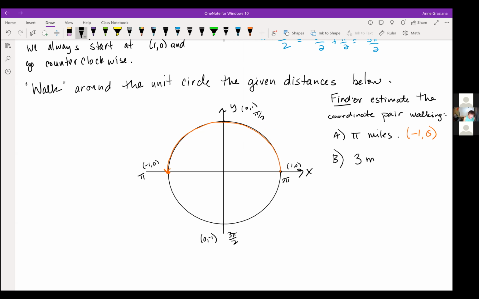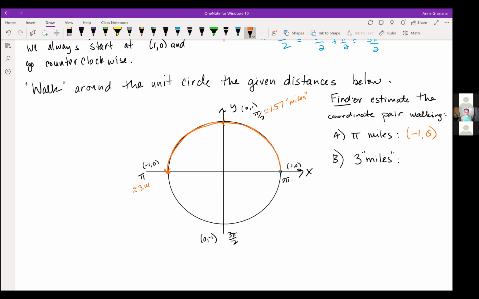Now, let's do one that's maybe not so exact. Let's go 3 miles. Again, miles, because we're kind of thinking about it like a track. Again, you always start at that point 1, 0, and I'm going to walk all the way to 3 miles. Now, here's where your estimates are really important. Okay, so let me pause here. If I walk from here to here, this is about 1.57 miles. Everybody see that? Now, if I go all the way to pi, this is about 3.14 miles.